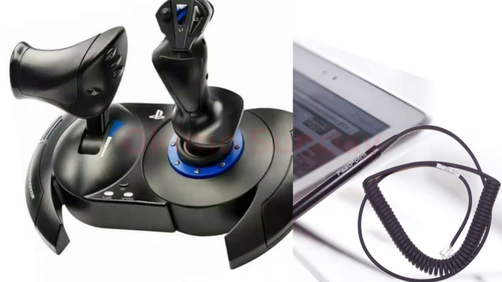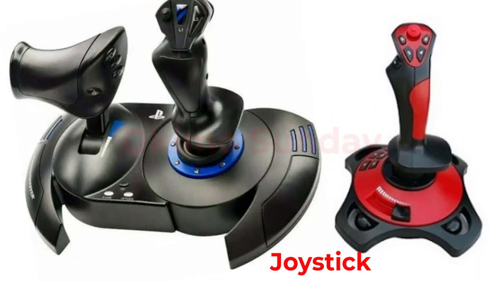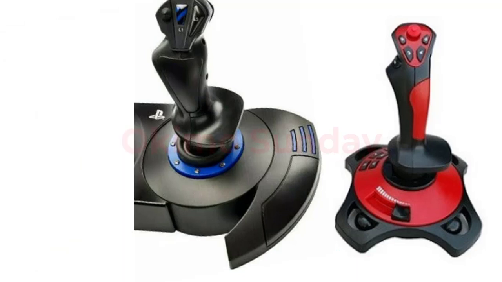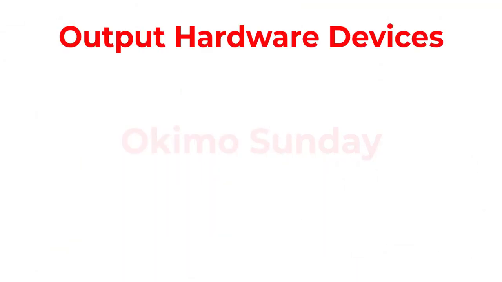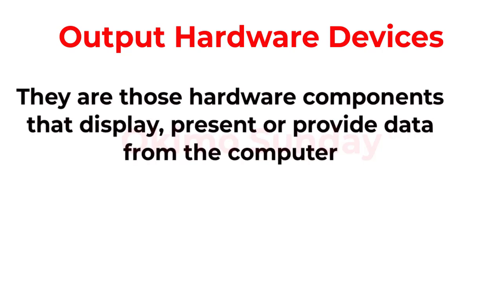We have also joystick. The joystick is primarily meant for playing games. Using this device, you could control any character in the game. Now, these are some of the external input hardware devices of your computer. We also have output hardware devices. They are those hardware components that display, present, or provide data from the computer.